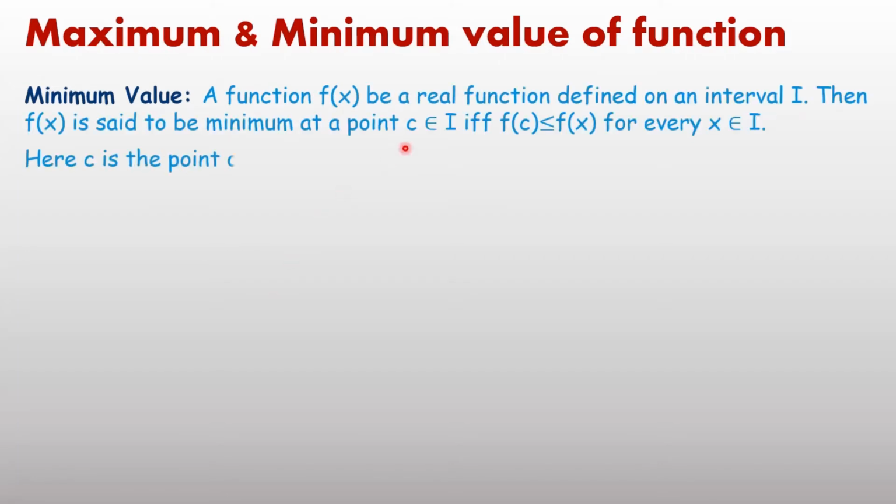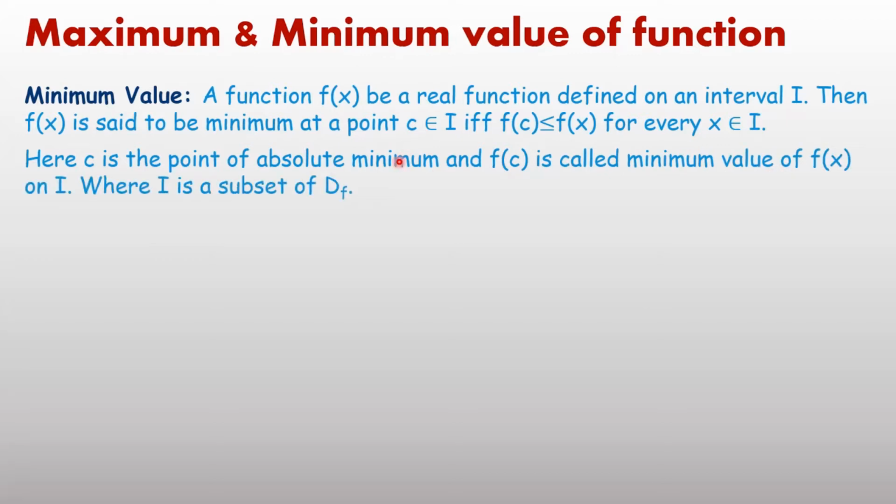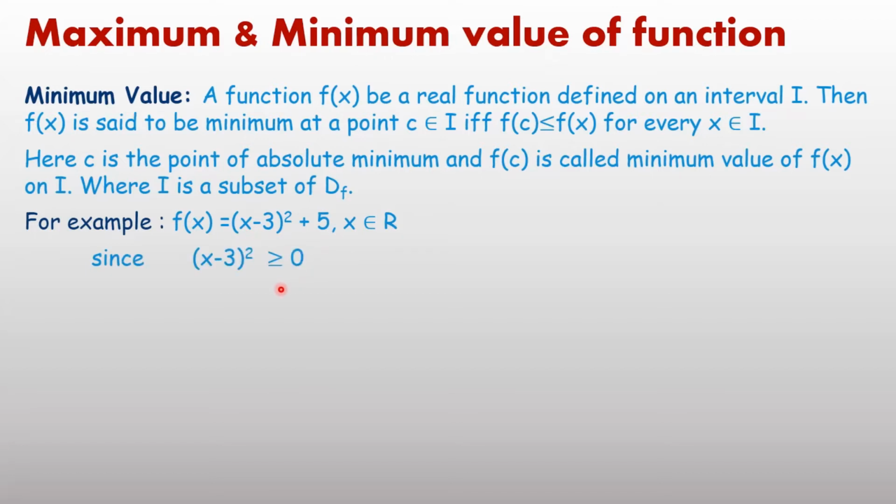For minimum, the same process. If f(x) is a real function defined in an interval I, then f(x) is said to be minimum at x equal to c if and only if f(c) is less than or equal to f(x). f(c) less than or equal to f(x) means the value of the function at x equal to c is the minimum value of the function in its domain. For example, f(x) equal to (x minus 3) whole square plus 5. (x minus 3) whole square is always greater than or equal to 0. Add 5 on both sides.